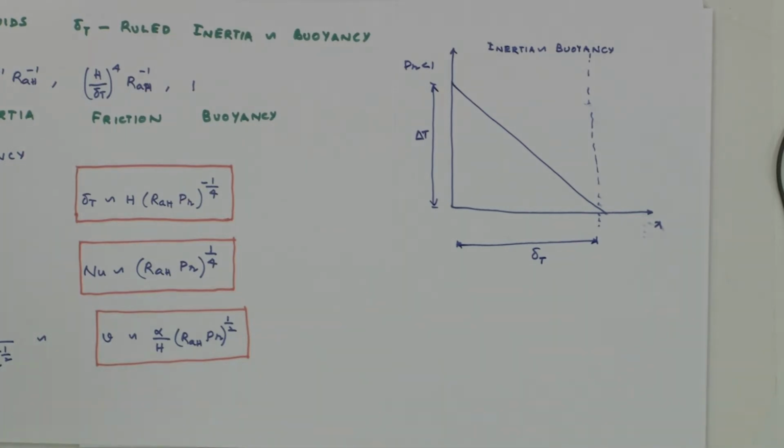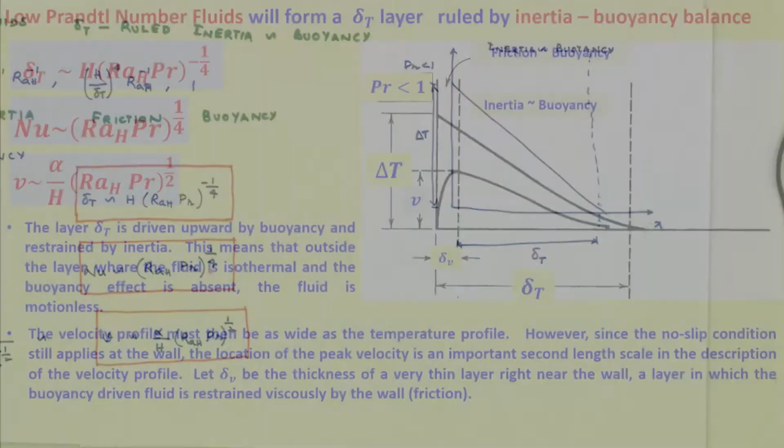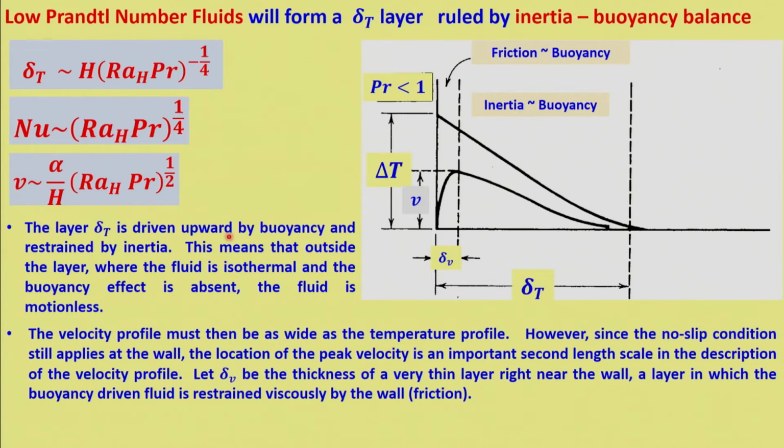Now, what happens is the velocity. Now, let us go to the slides. If you have to understand a little bit of theory: the delta t is driven upward by buoyancy and restrained by inertia. This means outside the layer, the fluid is isothermal, and the buoyancy is absent. So, the fluid is motionless. Motionless means that it cannot have any velocity there. So, the velocity profile must then be as wide as the temperature profile. It cannot go beyond this because there is no inertia beyond that.